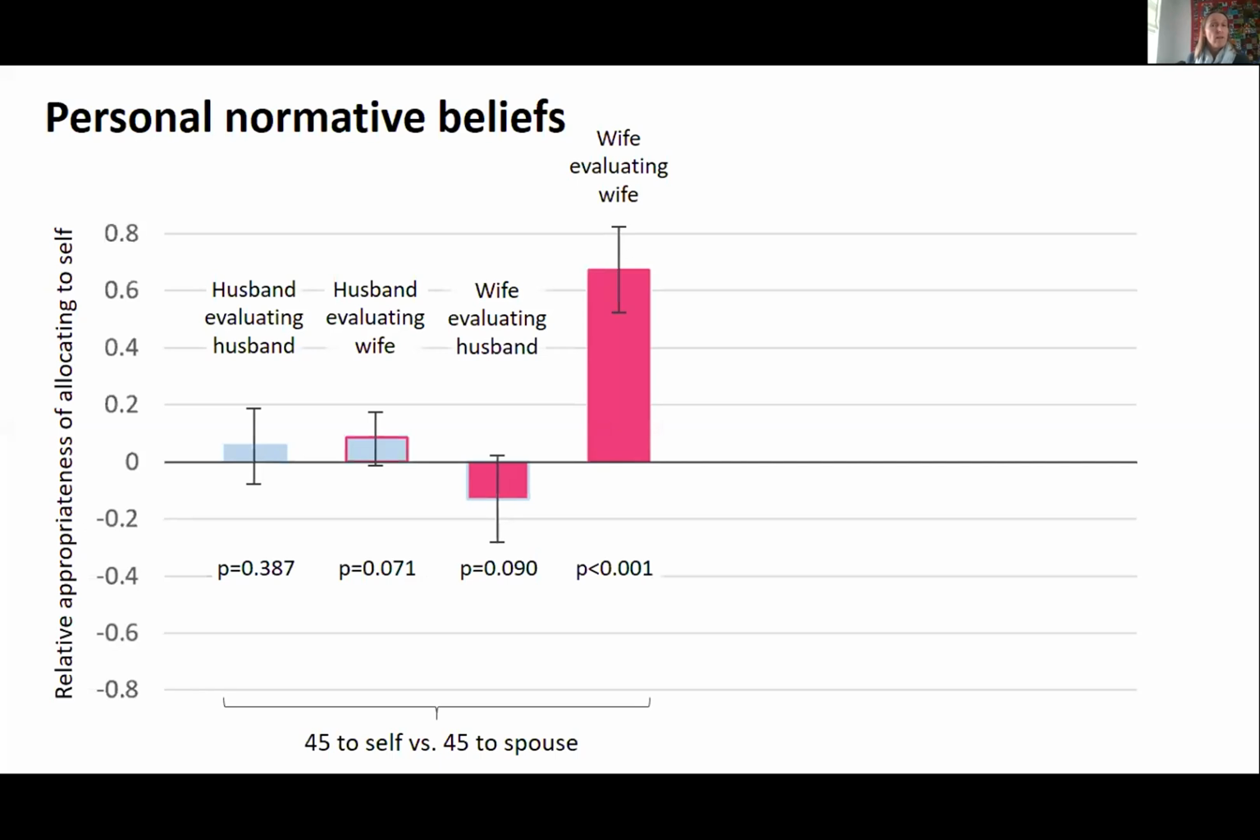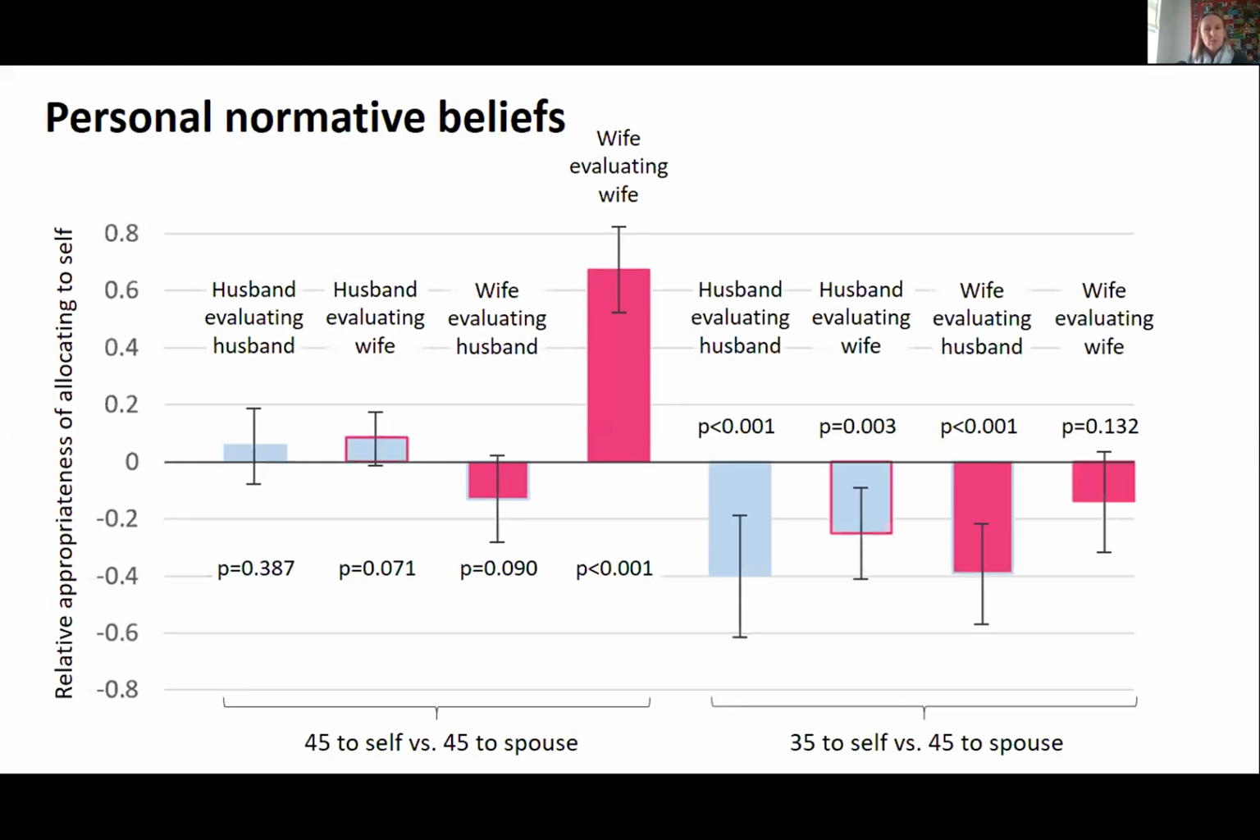Wives, on the other hand, are much more opinionated. When they're evaluating husbands, their relative evaluation, the relative appropriateness of allocating to self, is weakly negative. When it's a wife making this decision, allocating to self is strongly positively appropriate. Now, if we move to the decision where allocating to self is inefficient, we see a decline in the appropriateness of allocating to self across the board. And it's, on average, relatively inappropriate, except when the wives are thinking about a wife making this decision, and then they're indifferent. So that's the last you're going to see of that data.